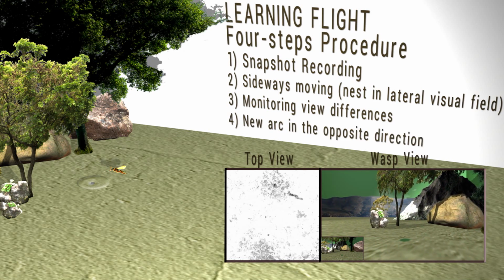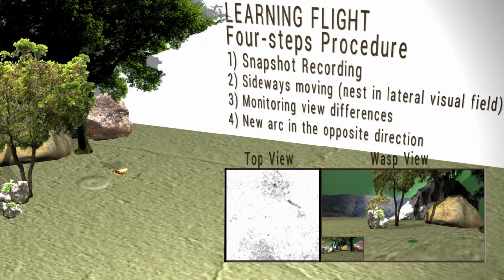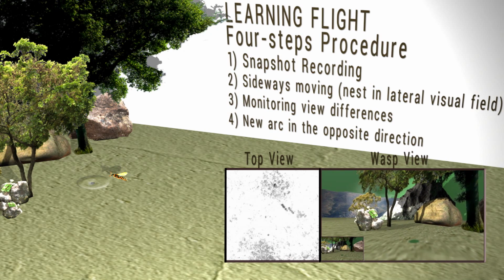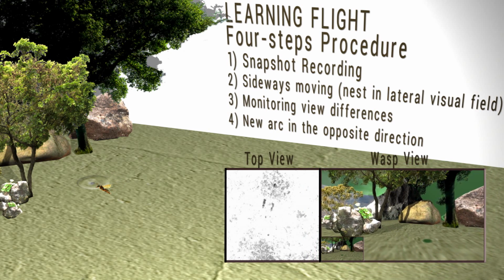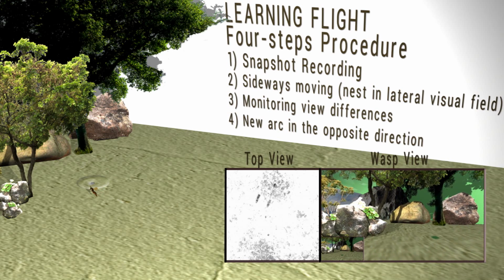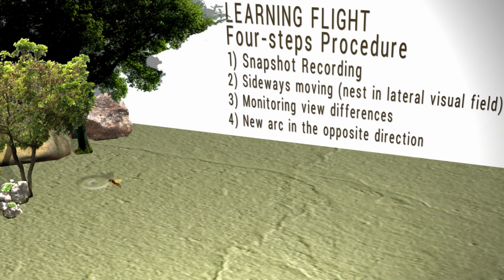Now flying along an arc in the opposite direction, the wasp encounters familiar views in reverse order up to the point where she is aligned with her original snapshot at the nest. Pivoting further, she will experience increasingly unfamiliar views, which at some stage triggers the decision to start a new arc in the opposite direction, and the cycle repeats.